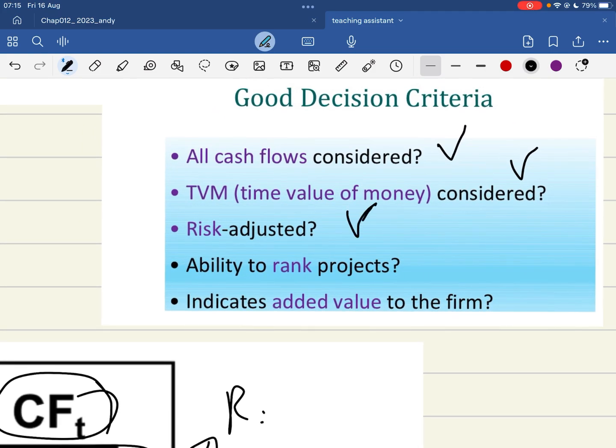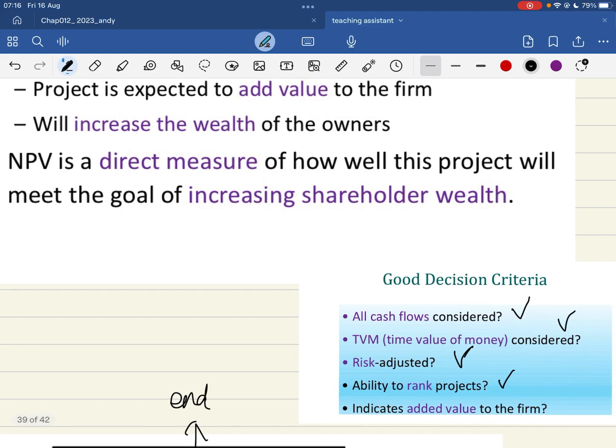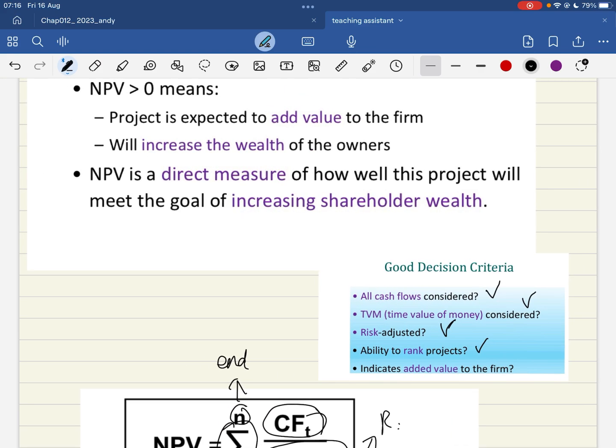So can we rank the projects? Of course, because different projects will generate different cash flows. So there will be projects which have better NPV than other projects. So we can rank the projects based on NPV. And will it indicate added value to the firm? Yes, of course. Just like what I have explained, it increases the wealth of the owner. It maximizes the shareholder value. Therefore, it indicates added value to the firm.